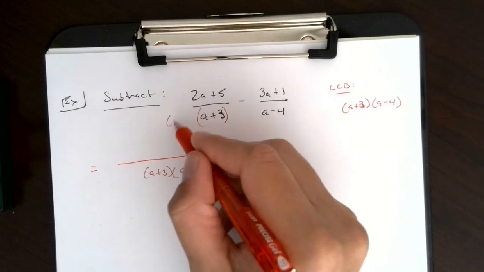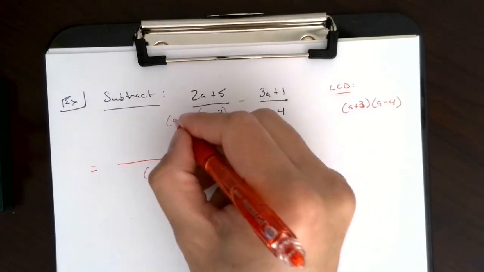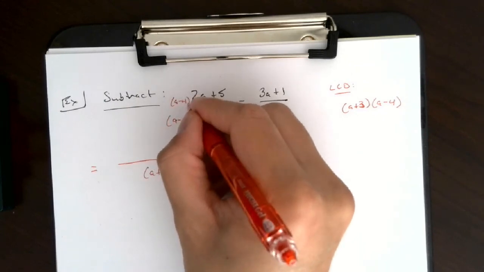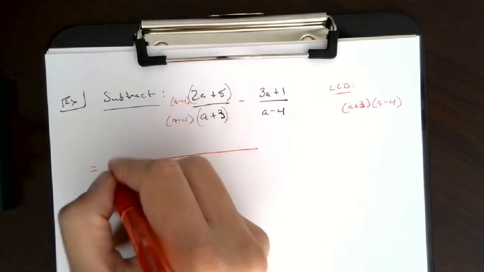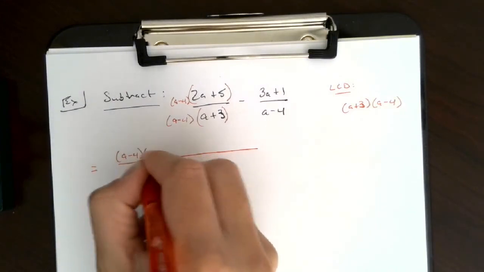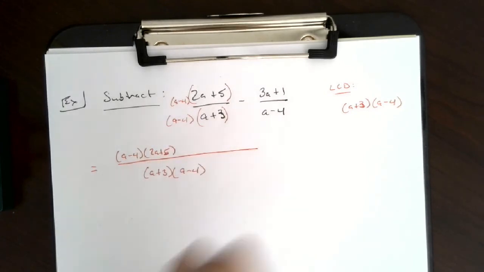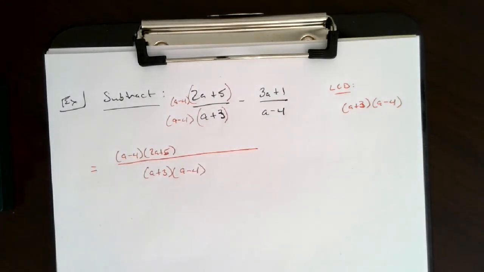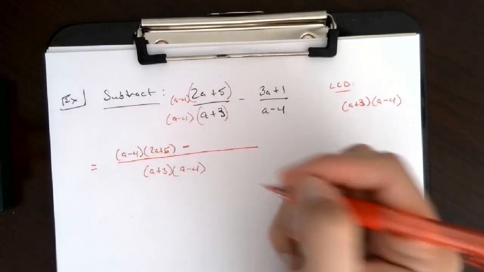Well, you'd have to multiply this by a minus 4. Whatever you do in the denominator, you should do in the numerator. So when I multiply the numerator by a minus 4, it's the entire 2a plus 5 times a minus 4. So it's a minus 4 times the entire 2a plus 5. Make sure you put parentheses there. It matters. The operation is subtraction, so we're going to have a minus sign there.